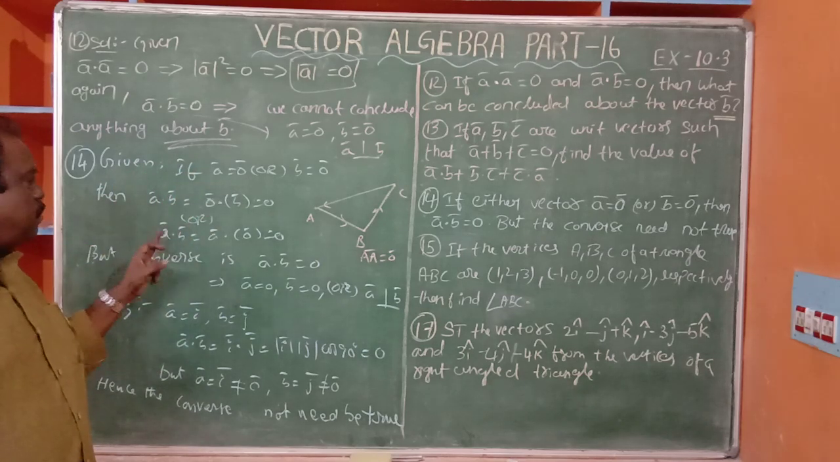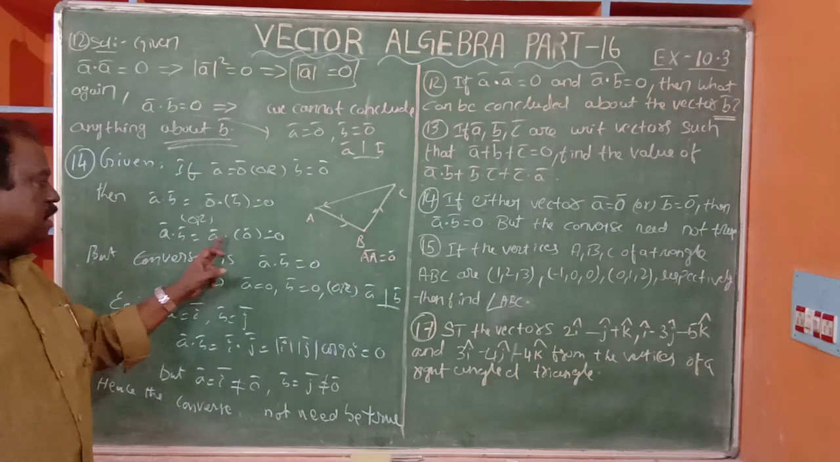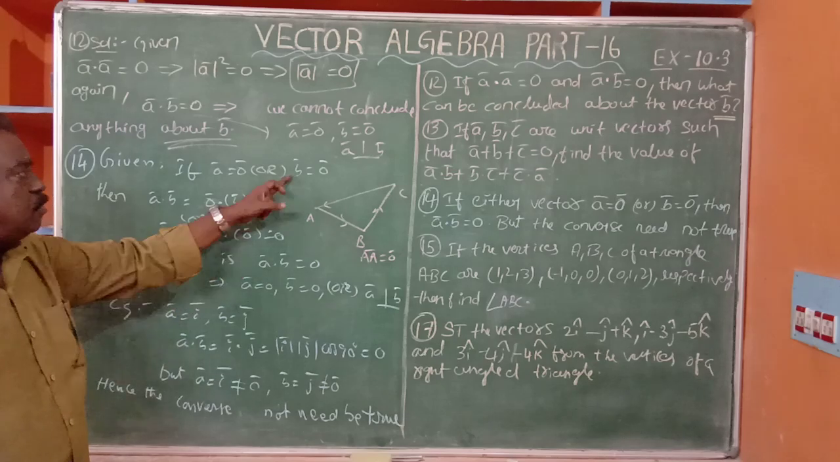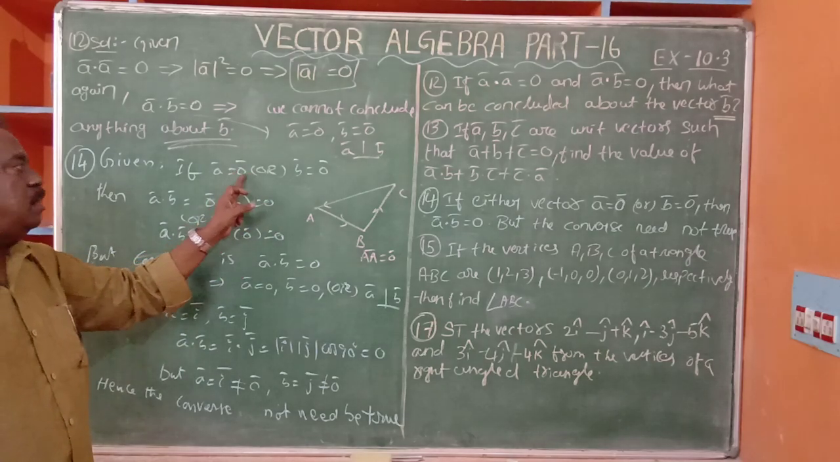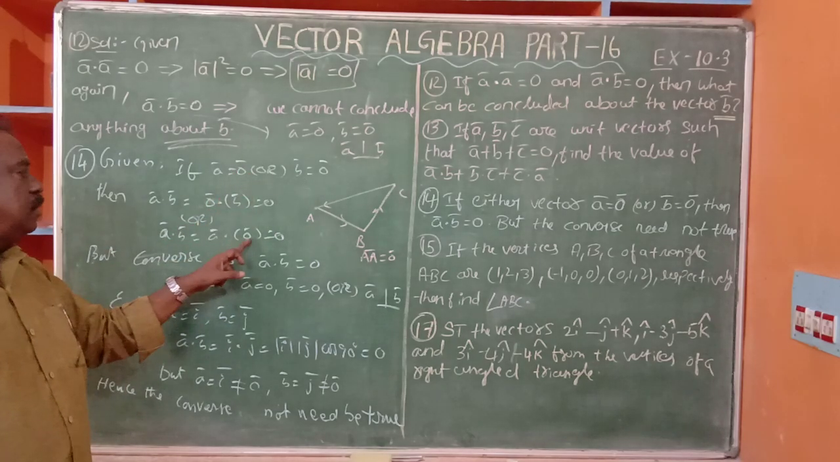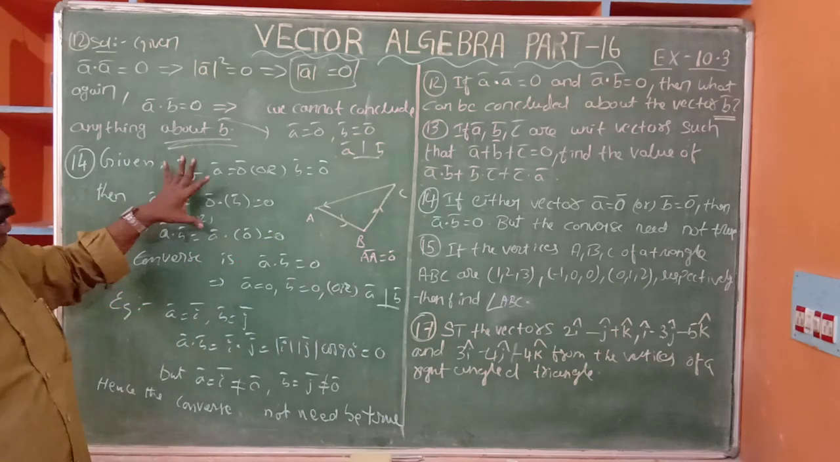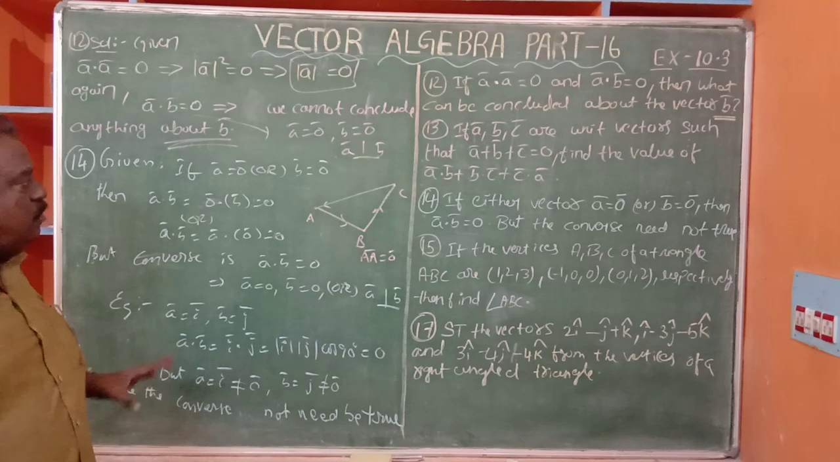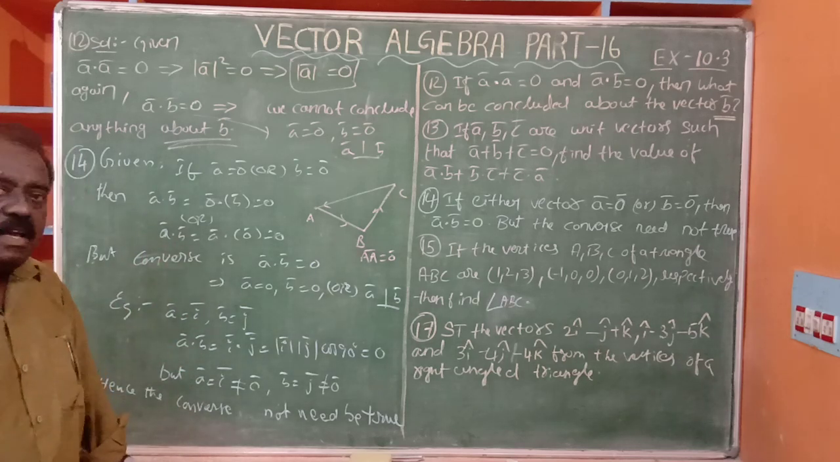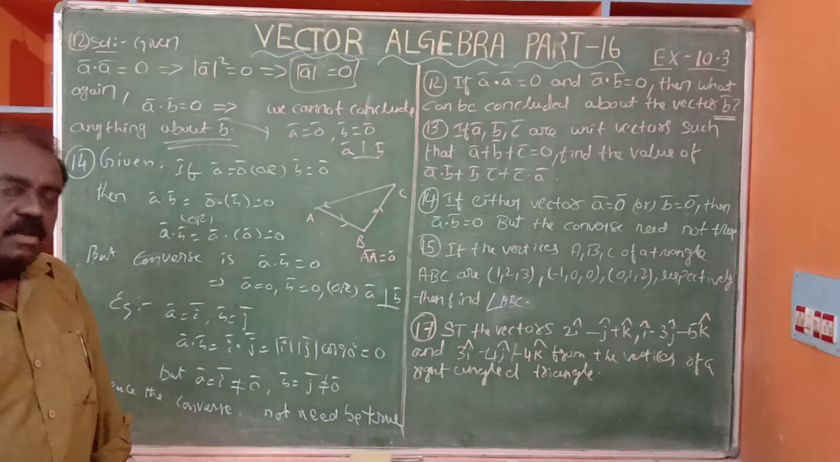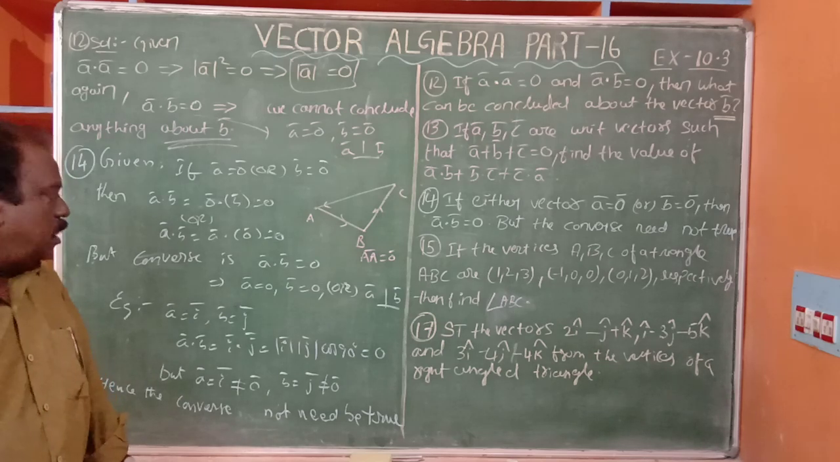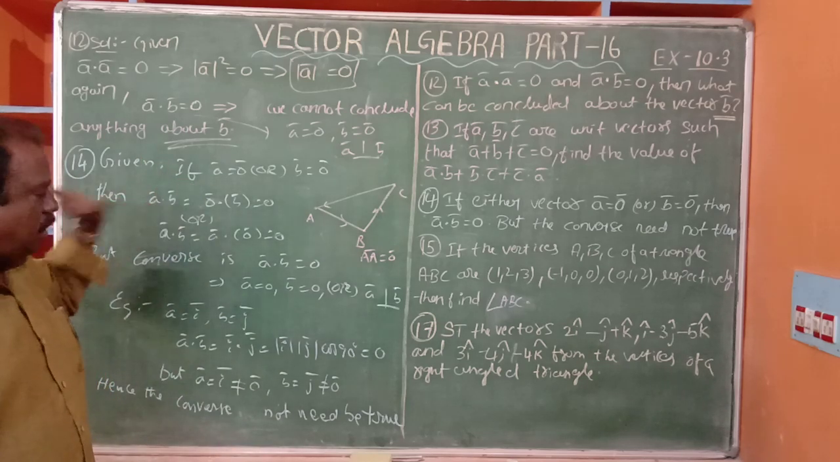Or otherwise, A bar dot B bar is equal to A bar dot 0 bar. We may take either this one or this one as 0 bar. So the result is here also 0. So the statement is correct: if any one of the two vectors A bar and B bar is a 0 vector, then the dot product is 0.